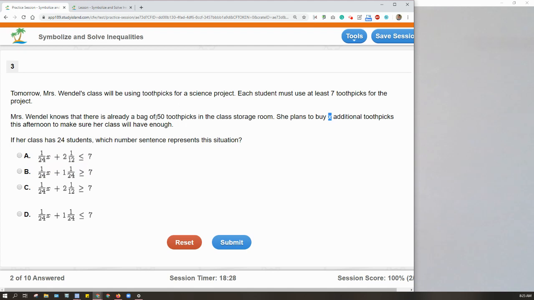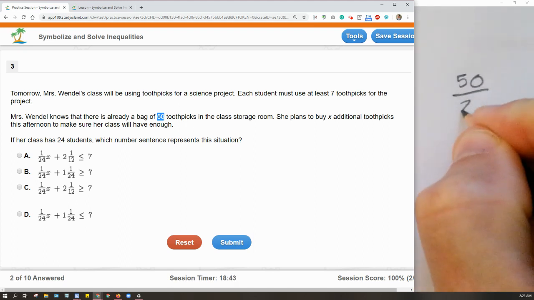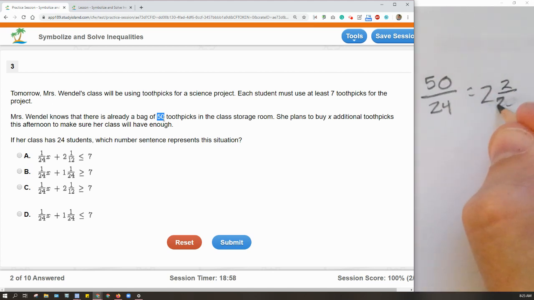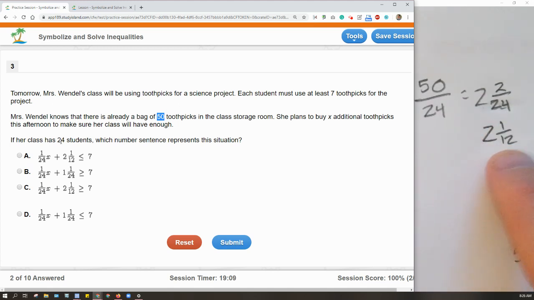Basically what this is, we have the 50 toothpicks divided by the 24 kids. If you have 50 toothpicks divided by 24 kids, how many toothpicks do we already have per kid? Well, 50 divided by 24 is literally just the fraction 50 over 24. 24 goes into 50 two times with 2 left over because 2 times 24 is 48. So it's 2 and 2/24ths. And then you simplify 2 and 2/24ths to make 2 and 1/12. So that's how many toothpicks we have per kid already. 50 toothpicks divided by our 24 kids is 2 and 1/12 toothpicks per kid.